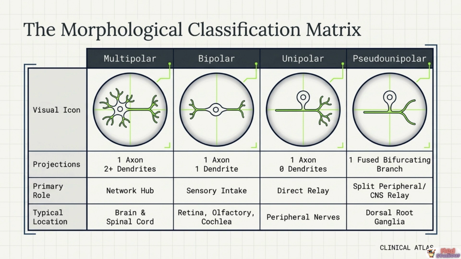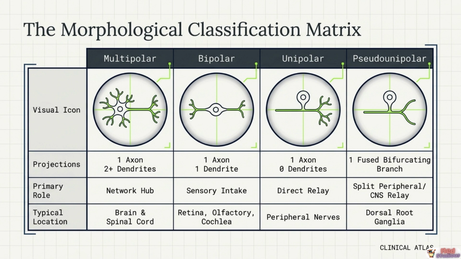Let's summarize these structures with our morphological classification matrix. The multipolar neuron has one axon and two or more dendrites. Its primary role is acting as a massive network hub, and it is typically located throughout the brain and spinal cord. The bipolar neuron has one axon and exactly one main dendrite. Its primary role is highly specific sensory intake, located in the retina, olfactory mucosa, and cochlea.